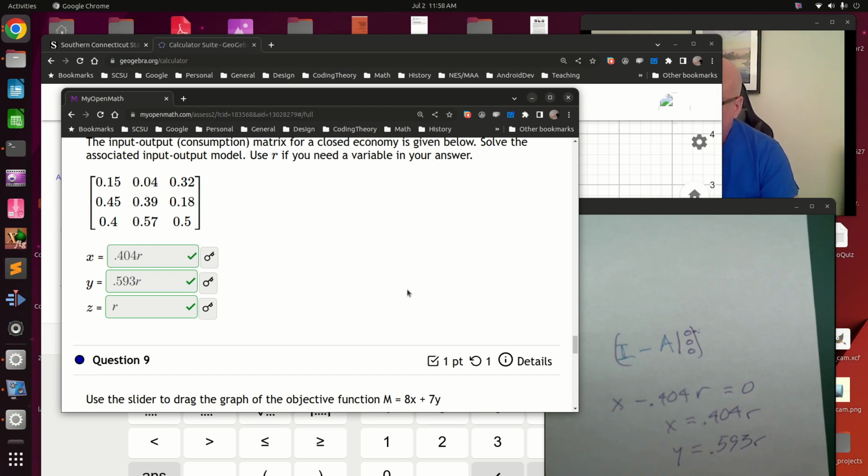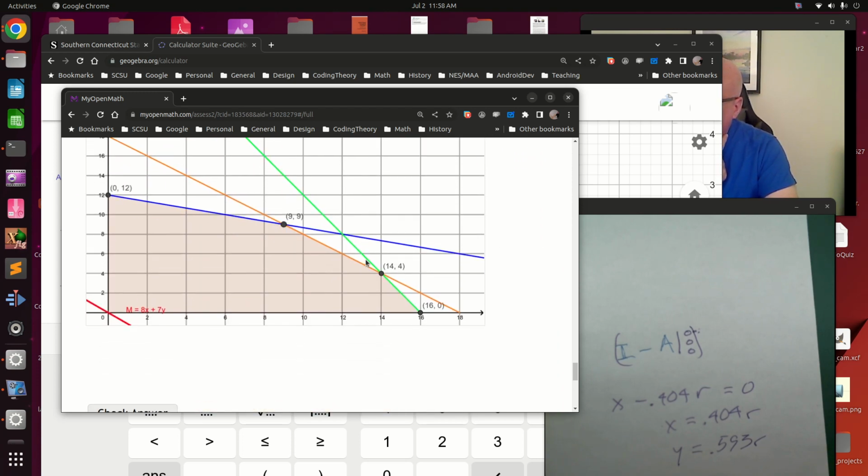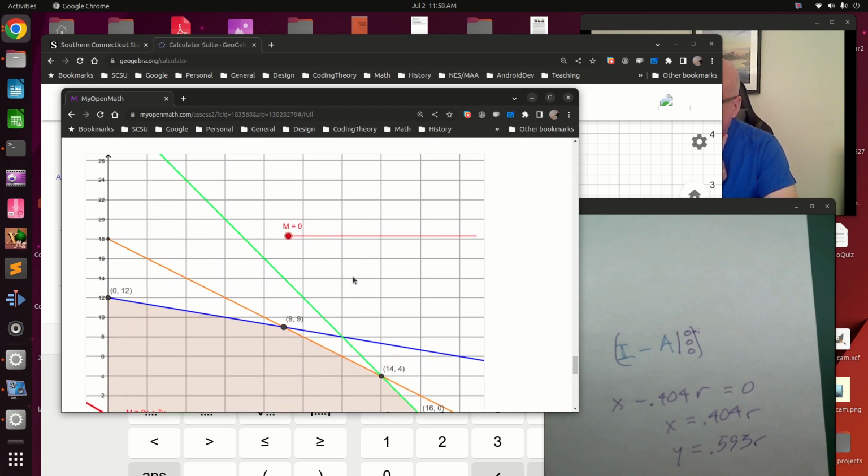Okay, so that's just going through solving a Leontief model. Like I said, almost everybody got this one right, but it's kind of fun to do it.